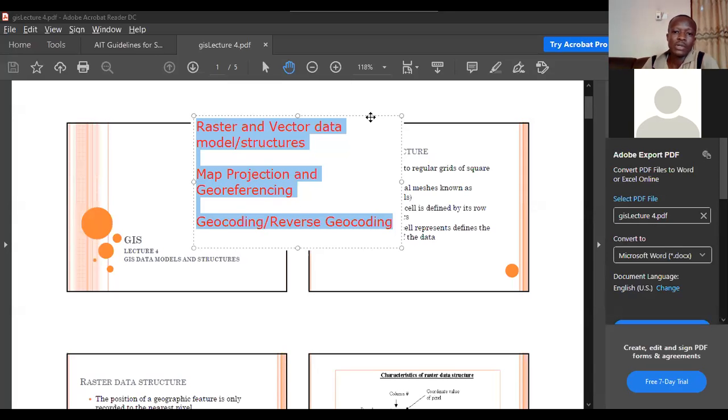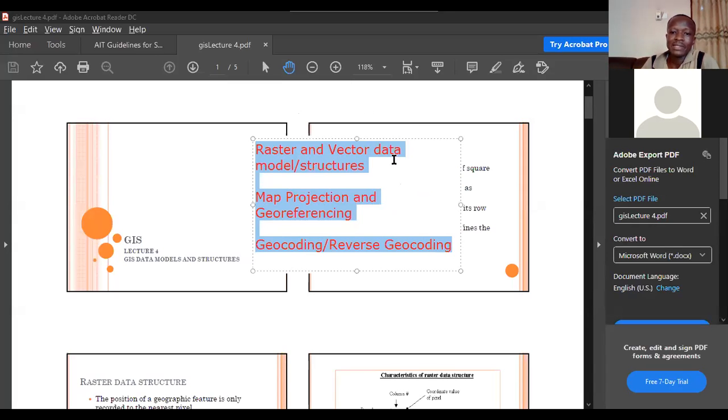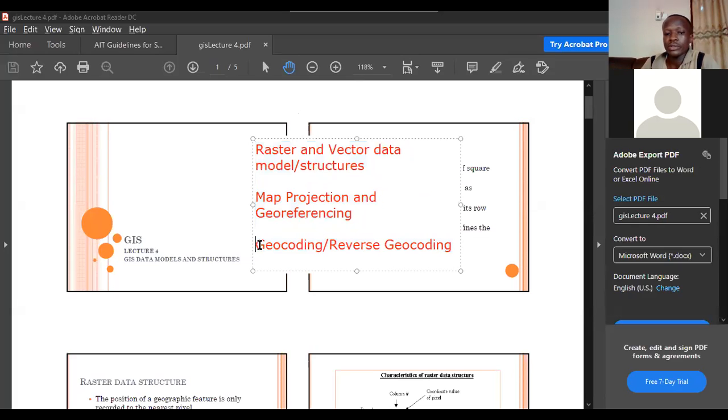Okay, guys, so I'm going to talk about raster and vector data model structures first. Then I'm going to talk about map projection and georeferencing. They are the same thing. Then I'm going to end with geocoding or reverse geocoding. Is that okay? All right.